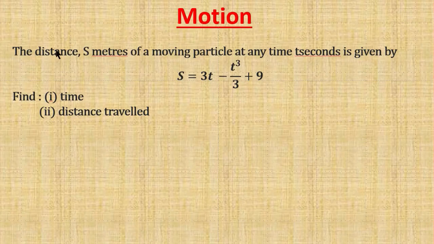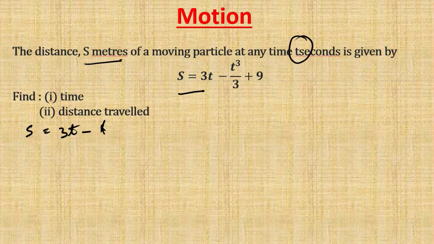In this lesson, we have this question on motion. The question says the distance s meters of a particle moving at any time t seconds is given by this equation. It wants us to find the time t. Now, if s is given as 3t minus t raised to power 3 over 3 plus 9, then this motion definitely has velocity and acceleration.